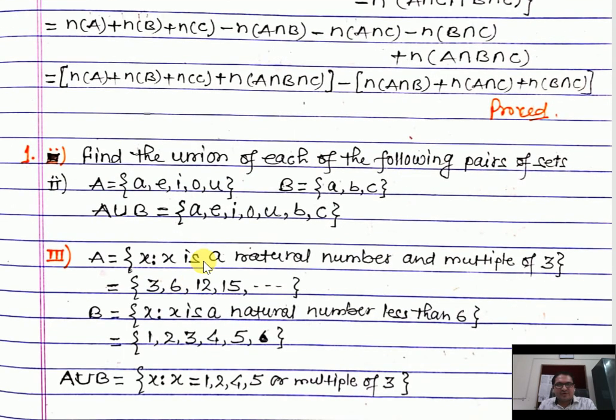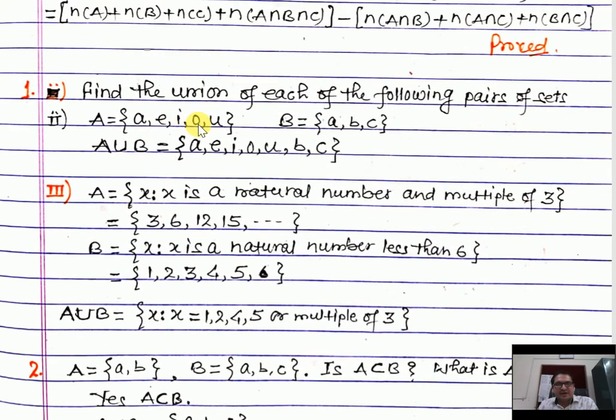Now we are going to do exercise question number 1. Find the union of each of the following pairs of sets. A is A, E, I, O, U, and B is A, B, C. What I already have told you, A union B means what? Like LCM, all common elements and non-common elements you have to take. So A is common, only A common, so you have to write it once, and the other elements also you have to copy: E, I, O, U, B, C. So this is the A union B.